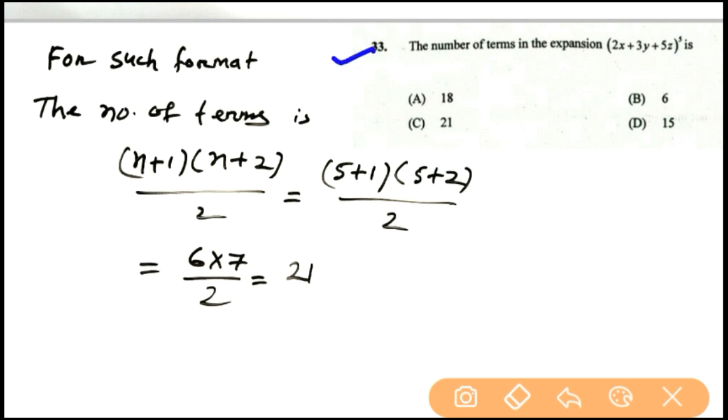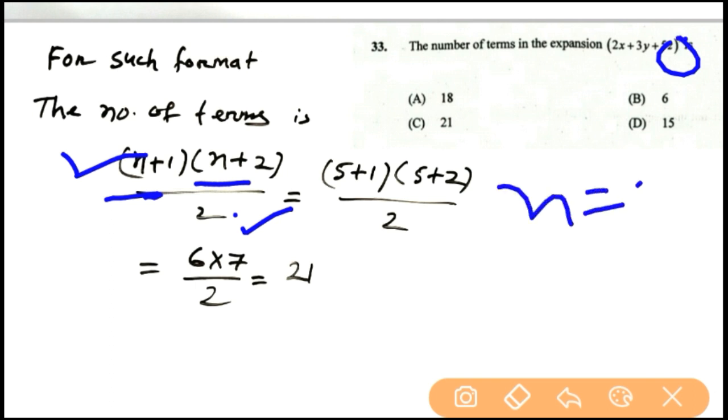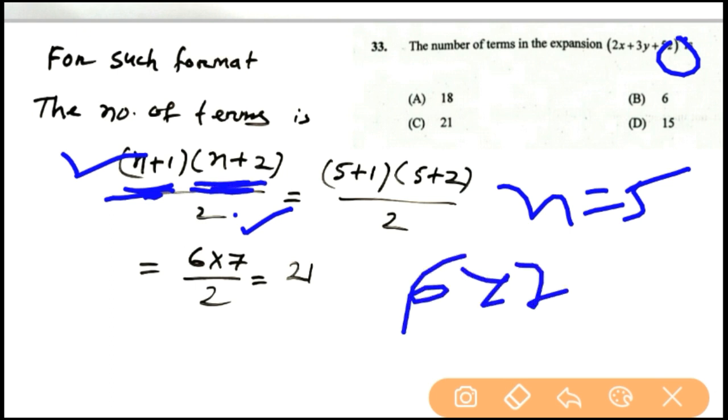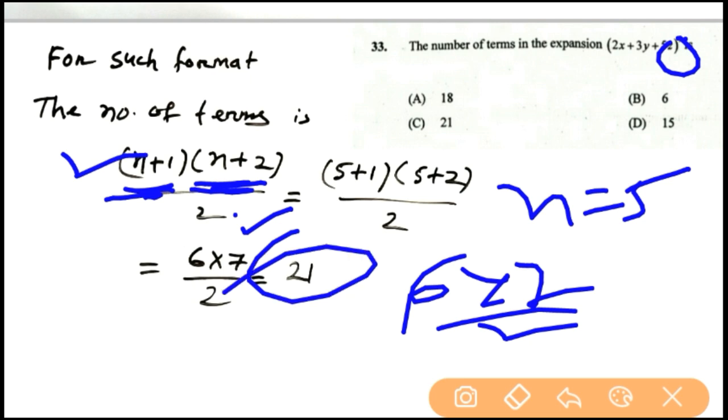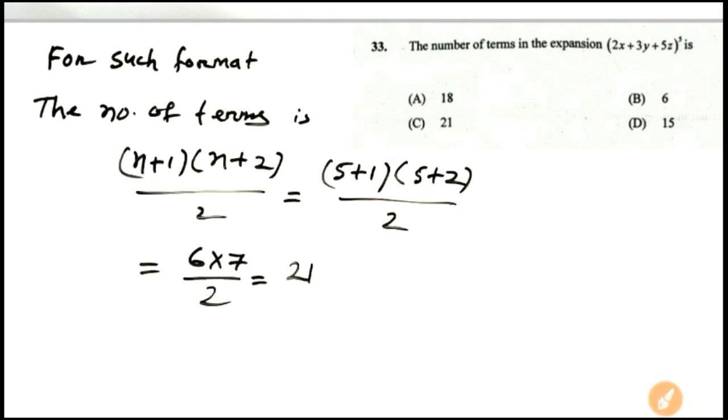Next question. The number of terms in the expansion (2x + 3y + 5z)^5 is. For such type of expansion, the formula is (n+1)(n+2)/2. Here n is the power, which equals 5. So (5+1)(5+2)/2 = 6 × 7/2 = 21. So option C is the correct answer.